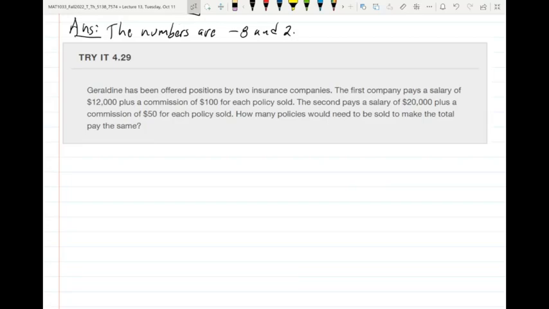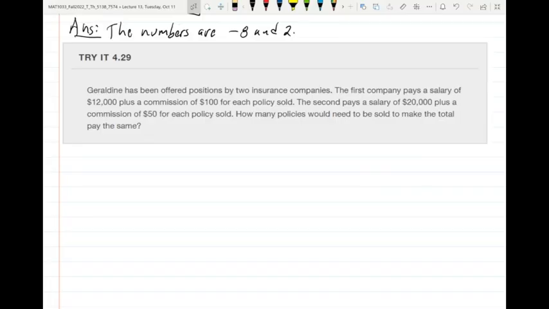So how many policies? Of course, it depends on how many policies you're going to sell, right? Because the initial salary for the first one is way lower than the other one, but then the commissions are bigger. So if you sell a lot, then at some point the first one is going to match the second one. We want to know when that happens and see if it's realistic.